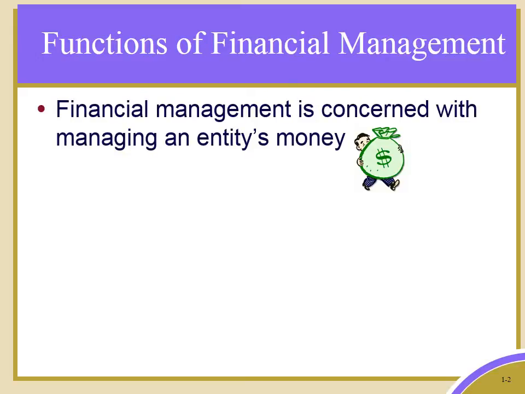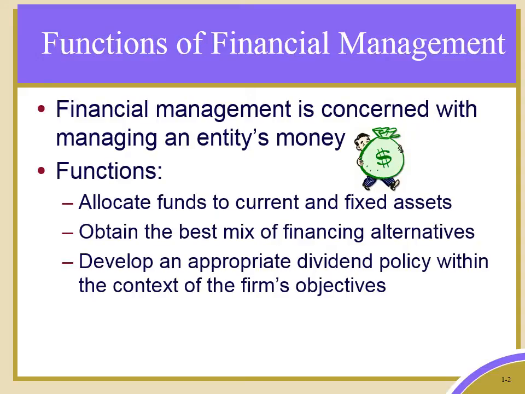Financial management is concerned with managing an entity's money. Pretty straightforward and simple. But the functions of financial management are kind of broken down a little bit. It's to allocate funds to current and fixed assets, obtain the best mix of financing alternatives. If you just finance different projects by issuing stock all the time, then you might devalue your stock, which might concern your shareholders a little bit. However, if you find a balance between issuing stocks and bonds, and maybe taking out a bank loan, that could greatly change how you're financing your different projects and mixing it up.